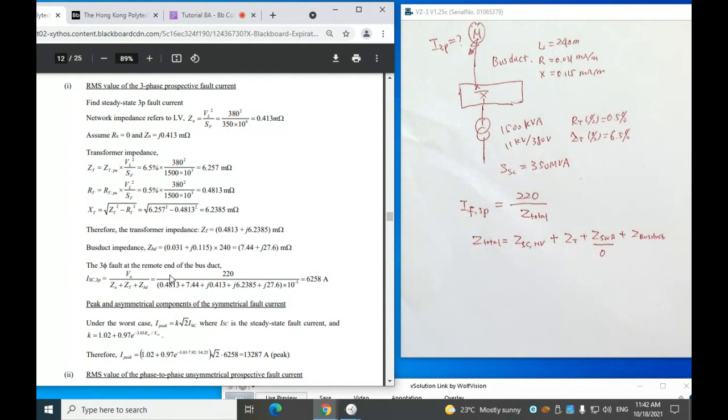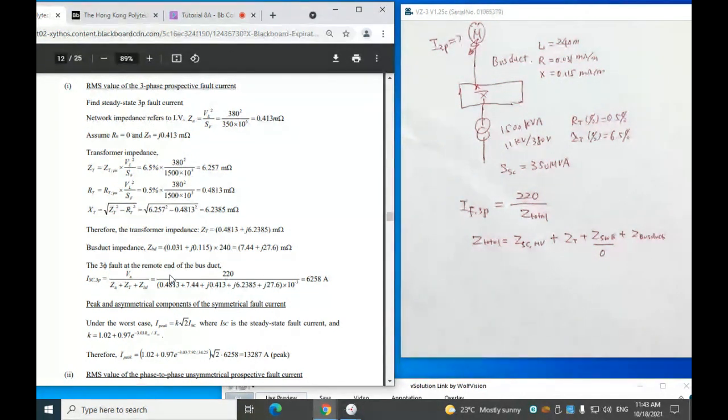Here VL is the line voltage at the LV side, which is 380 volts. The denominator is the short circuit capacity, or fault level, fault rating, whatever we can call it. The unit is MVA, or VA, so here it is 350 times 10 to the power of 6. The result is equal to 0.413 milliohm. It's relatively small.